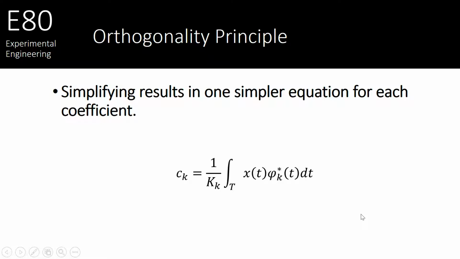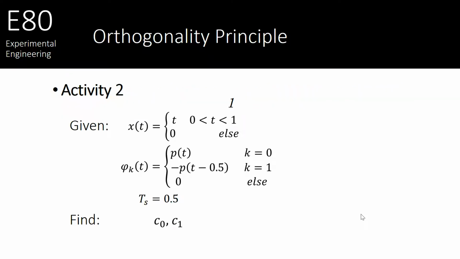Sometimes we like to write it out where the denominator in the previous slide is represented by that constant, capital K sub k. Let's start an activity, and this one I'm going to get you to help me with. Just like in the previous lecture, we've got a given and find problem that we're trying to accomplish. We're given a sawtooth function to approximate. We're given a couple basis functions for k equals 0, k equals 1. So there's only two non-zero basis functions here.